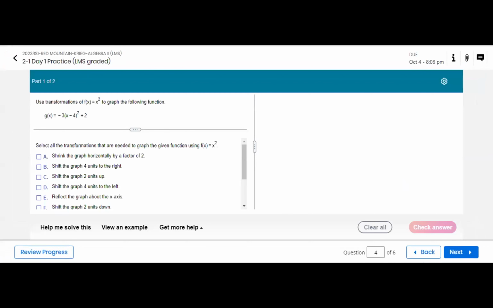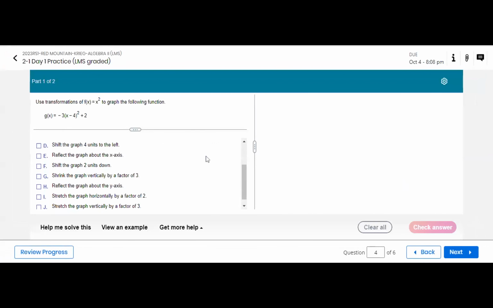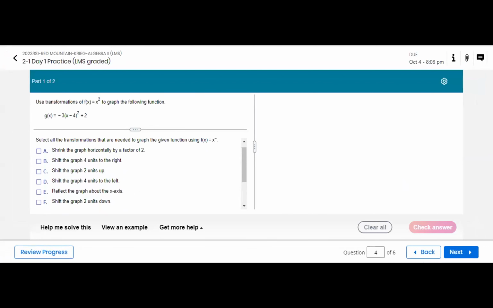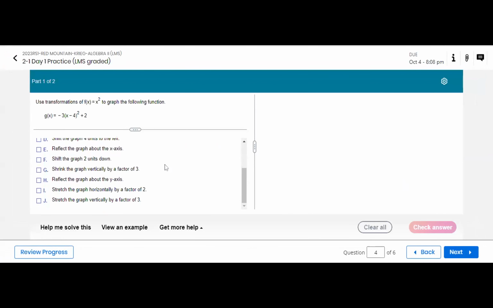Okay. Next is this one. So this would be a vertical stretch of 3, but it's negative. Negative is a reflection over the x-axis. Let me write that down. When would it be a shrink? If it's between 0 and 1.